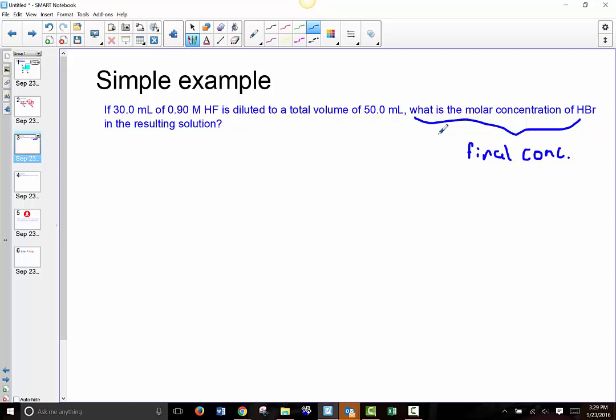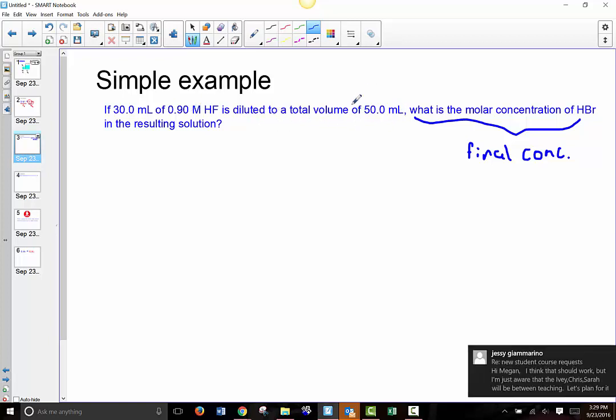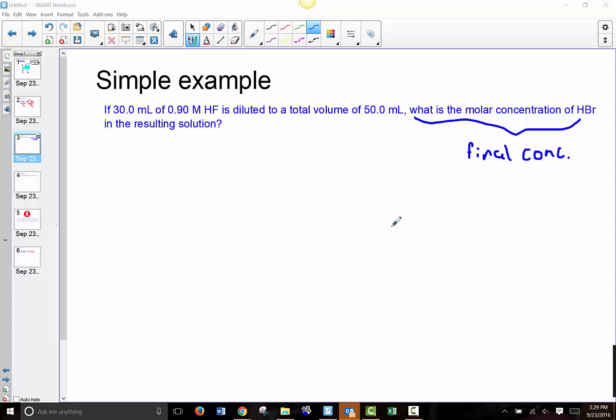I recognize that this is a dilution. I can see that I'm starting with a certain volume of a certain concentration of hydrofluoric acid, and then I'm going to dilute it, and I even see the word dilution in here, to a final volume of 50 mL. So I know that this is a dilution, and I can go ahead and use that formula, C1 V1 equals C2 V2.